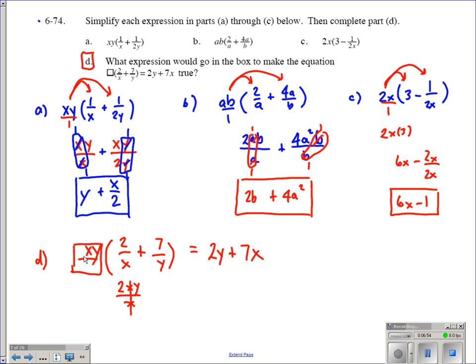And here if we do xy times 7, we're going to end up with 7xy over y, in which case our y's would cancel out, leaving us with 7x, and that's all that we need for our second one here. So then I think we've already figured out what has to go in the box. The box needs to contain the expression xy. This is the value that needs to be in the box in order for it to be true for letter D. This is problem 6-74.